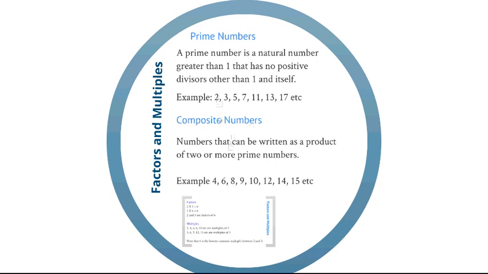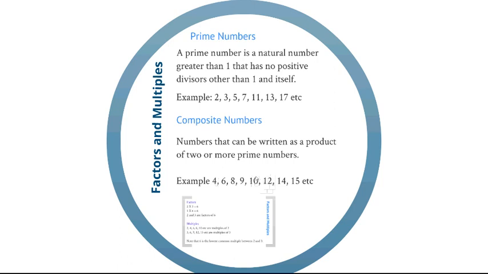Let's look now at composite numbers. Composite numbers can be written as a product of 2 or more primes. For example here, 4. 4 can be written as 2 times 2. 12 can be written as 6 times 2. 2 is a prime number, but 6 isn't. However, 6 can be written as 2 times 3. So therefore 12 is equal to 2 times 3 times 2, and that is a product of primes.